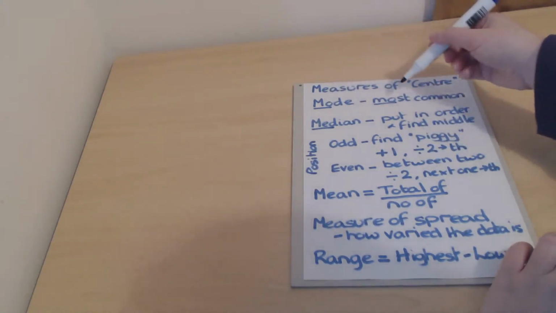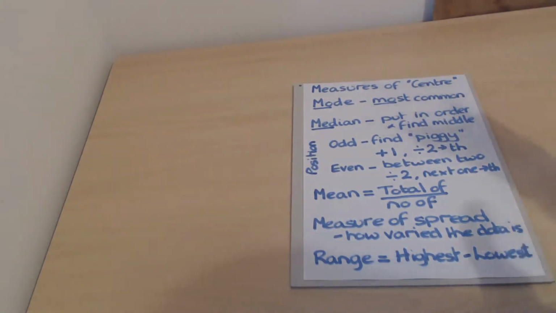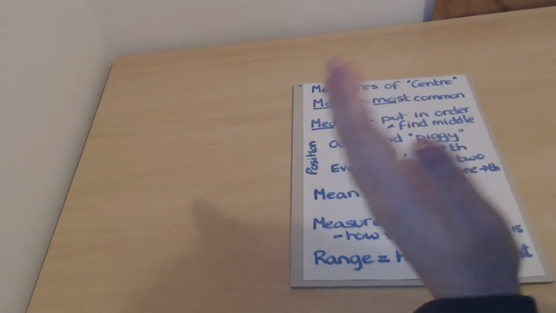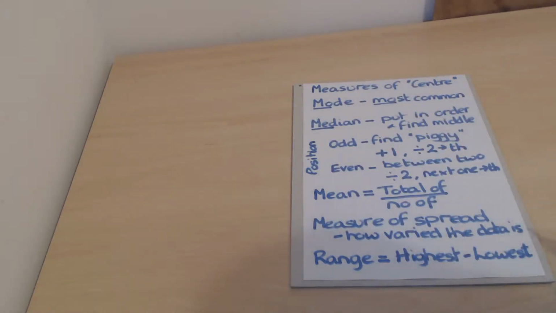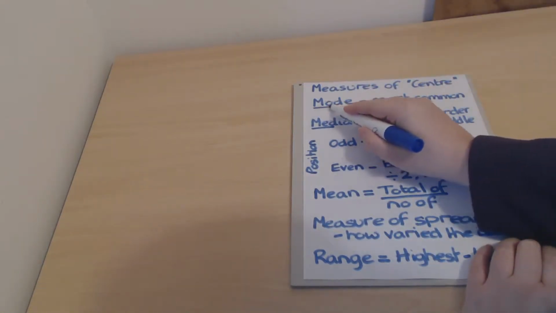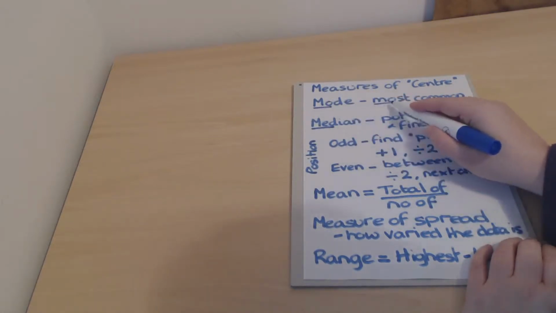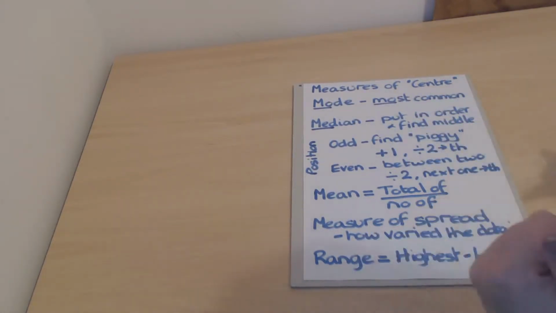Now the mode relates to the most common piece of data, the value of data that you find in your set. I've underlined the M and the O in mode with the M and the O in most because that helps people to remember. So mode is most common.